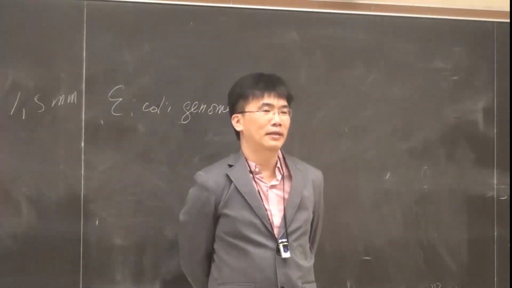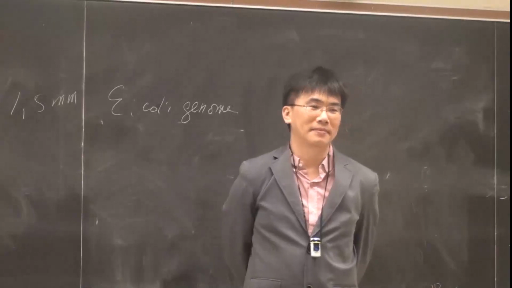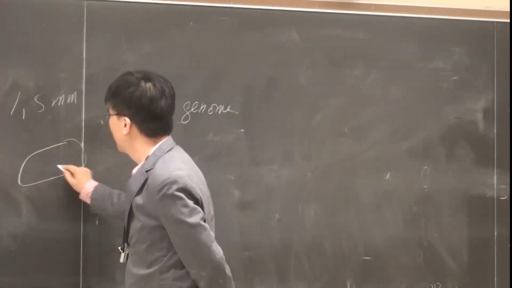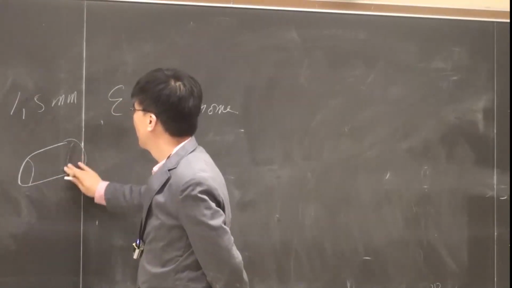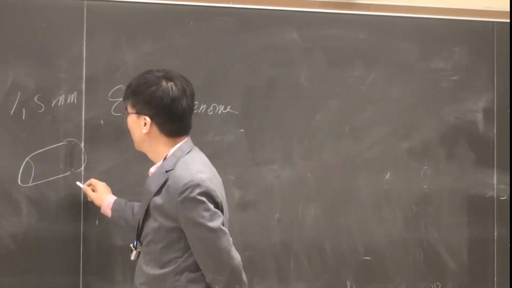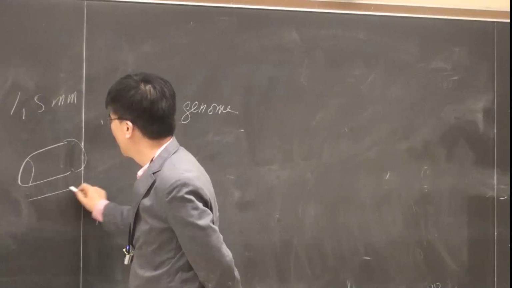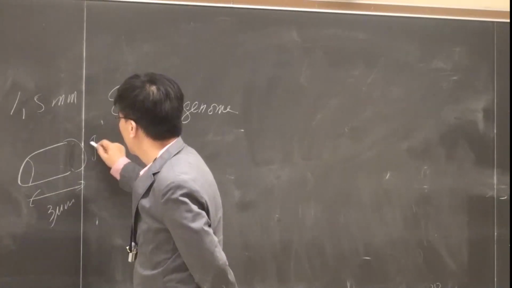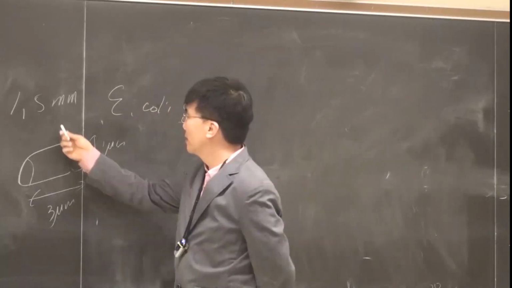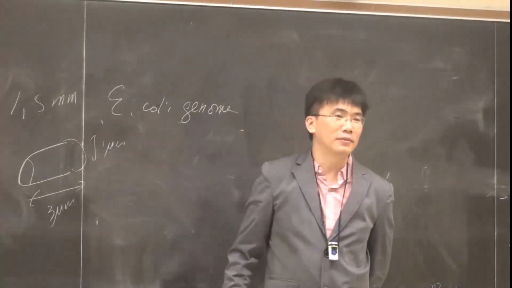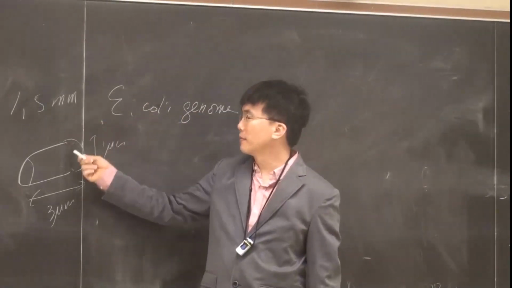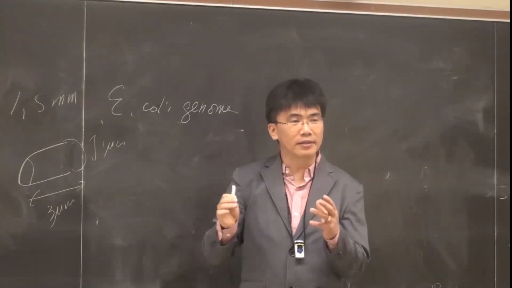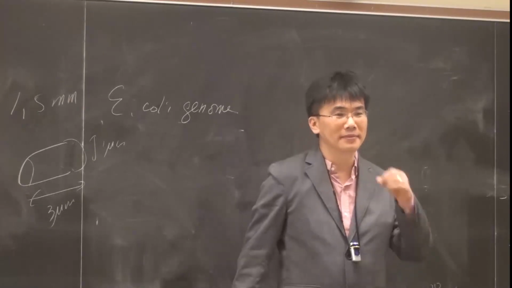And how long is E. coli? E. coli kind of looks like this, right? Like a fluffy Cheeto. The length is about 3 microns, and this is about 1 micron. So DNA is actually much, much longer than this. So for the DNA to go into the E. coli cell, it will have to be compacted by some means.